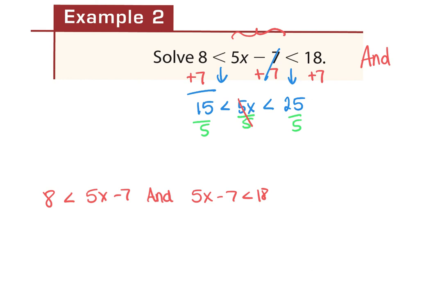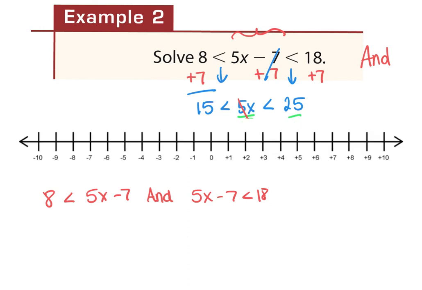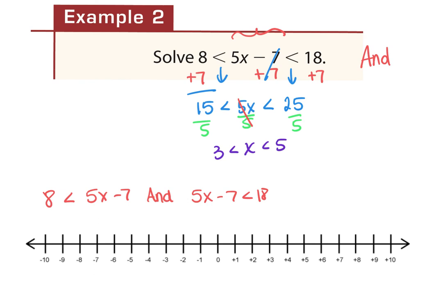On the inside, it cancels. I have 15 divided by 5. I have just my x, which is what I want. I have 25 divided by 5. Now, when you do it this way, it's very easy to see what x will look like on a number line, isn't it? I'm going to be bigger than 3 and smaller than 5. And I don't include either of my points. And so when you do it this way, it's easy to see that my graph is going to be starting at 3, ending at 5, and everything in between it, okay?